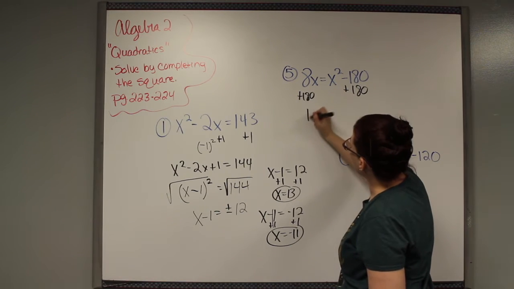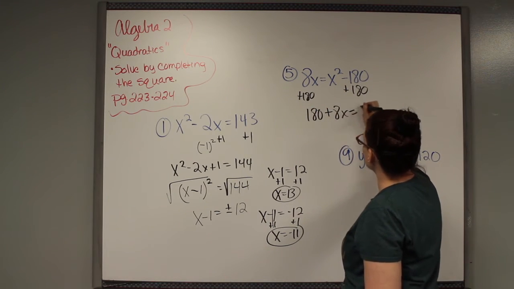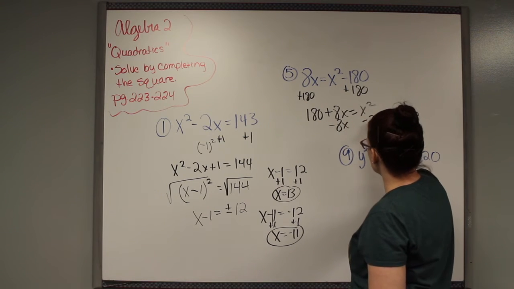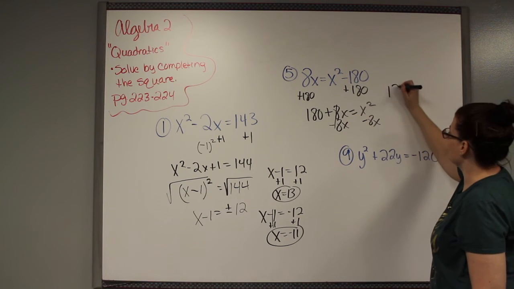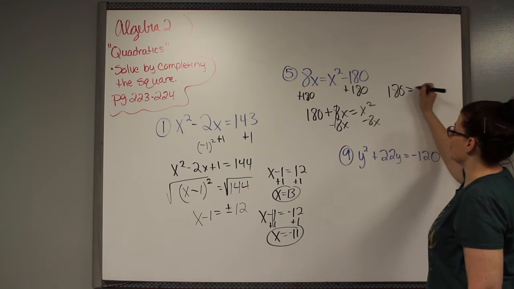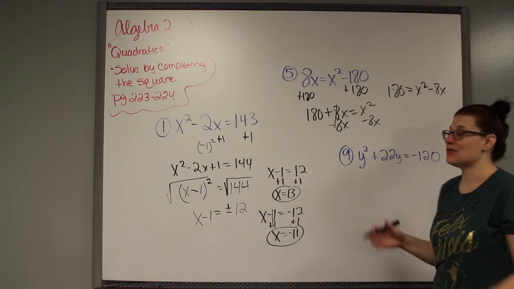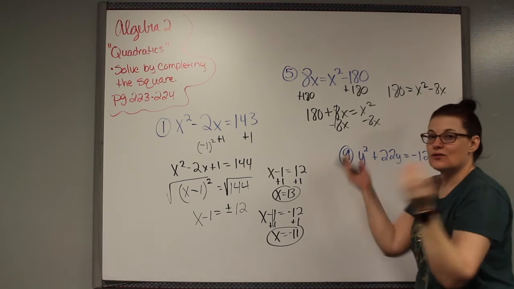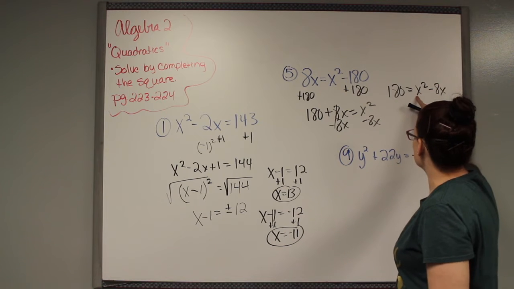And I'm going to get 180 plus 8x equals x squared. Then I'm going to move 8x over because it belongs with my x squared. That's going to give me 180 equals x squared minus 8x. I don't care that these are on the right side and that's on the left side, okay? You can flip it around as long as you keep the signs the same, but that has to be positive.